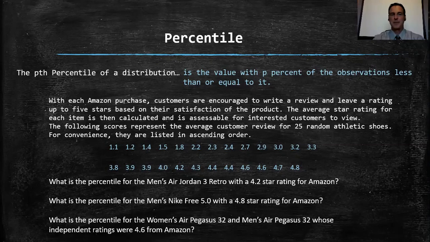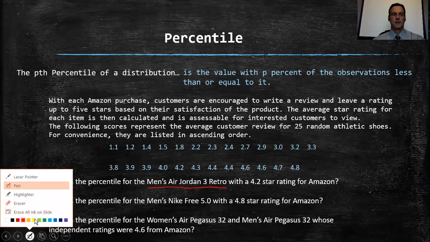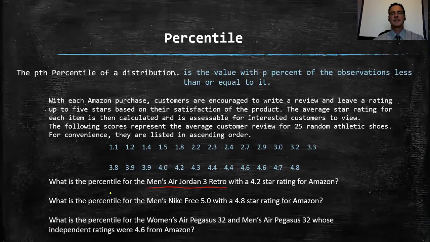All right, so here's what's going to happen. We're going to talk about one specific shoe that is a part of this group, and that is the men's Air Jordan Retro 3, and they're asking for the percentile. Now it gives you a rating of 4.2, which is right here, and I'm going to write a fraction to start this off with.